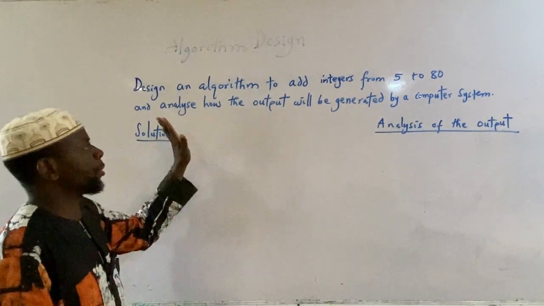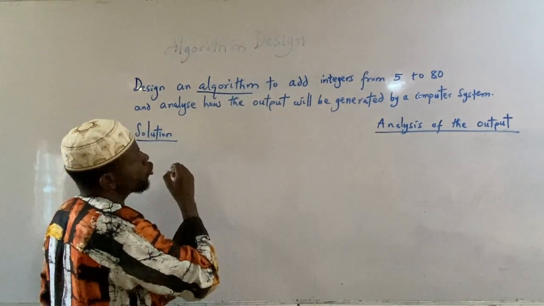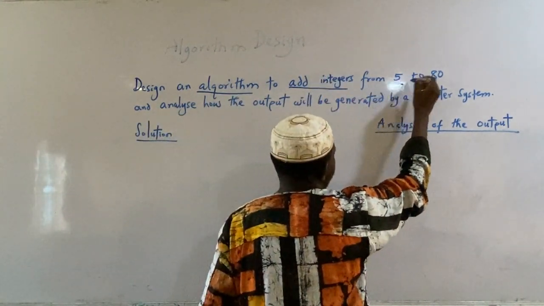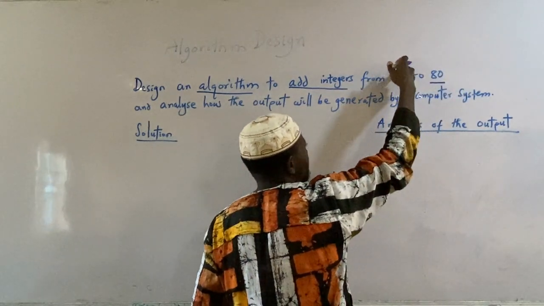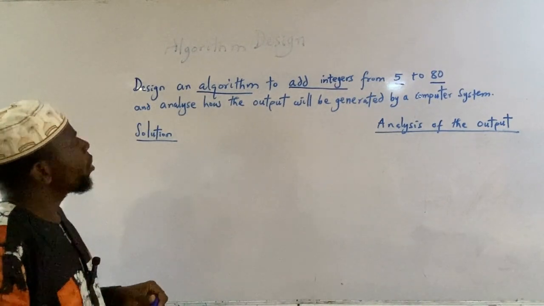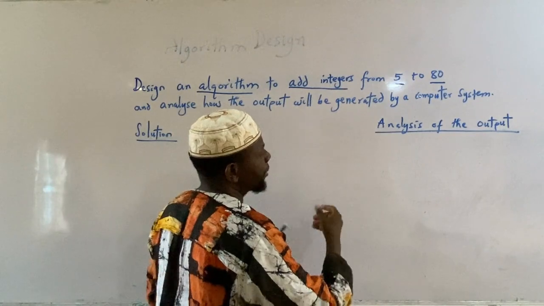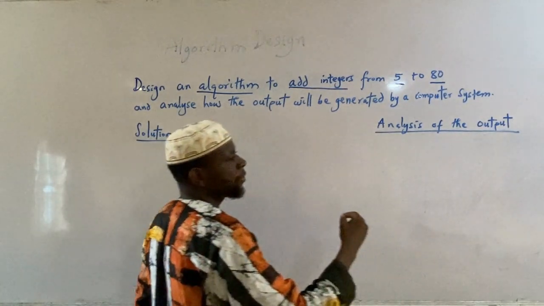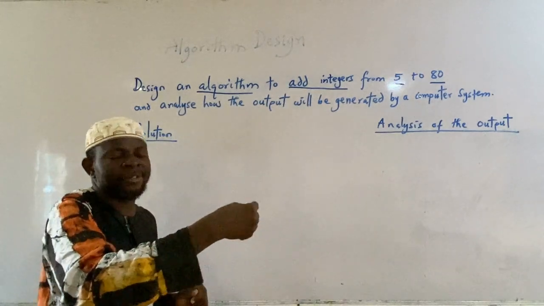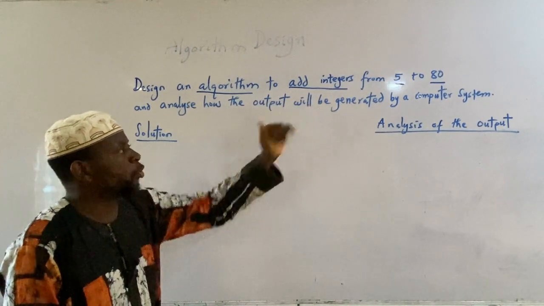When you look at this question, the question is clear. We have been asked to design an algorithm. To do what? To add integers. From where? From 5 to 80. 5 is the starting point. 80 is the terminating point. We are also asked to go ahead and do a proper analysis. In that case, we are going to have a table that will be a demonstration of how computer systems would have done the computations of adding integers from 5 to 80.